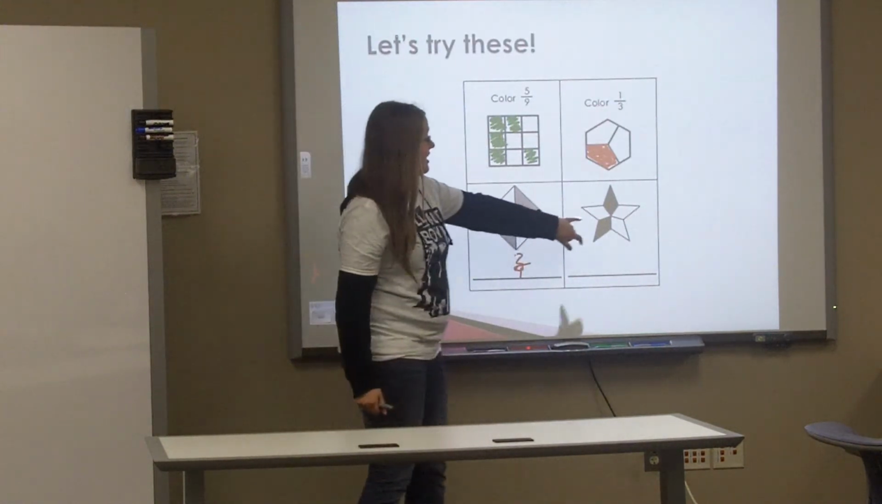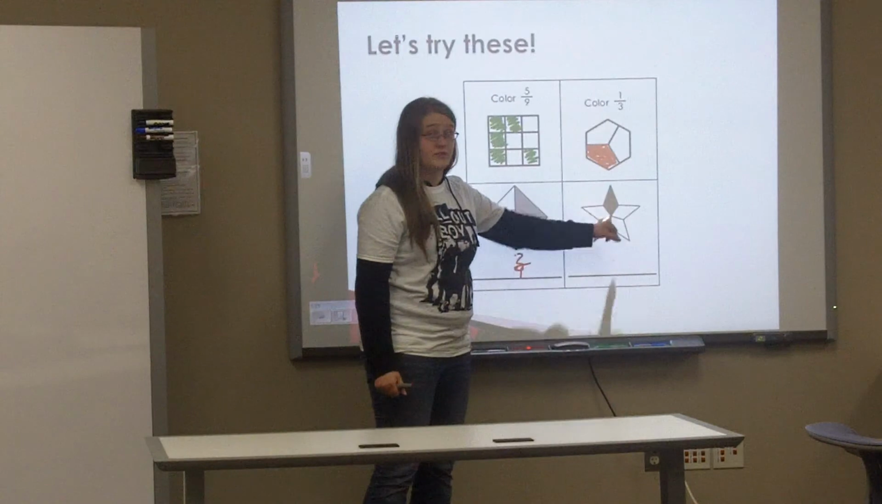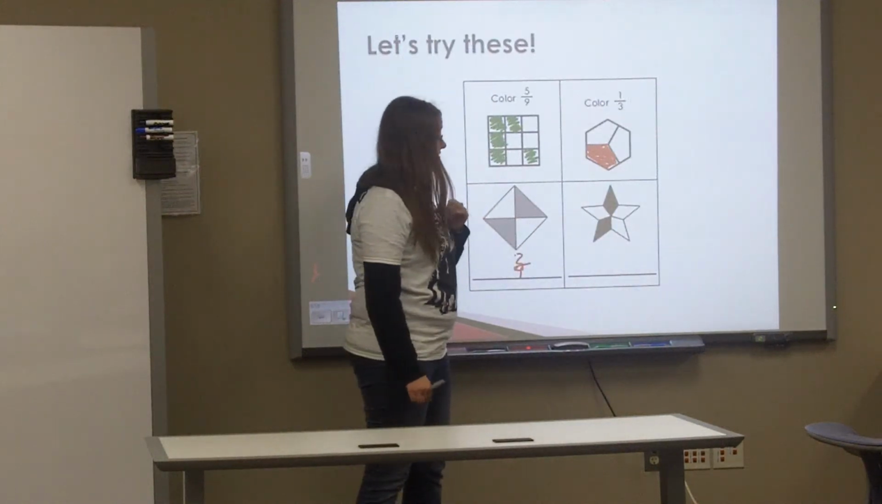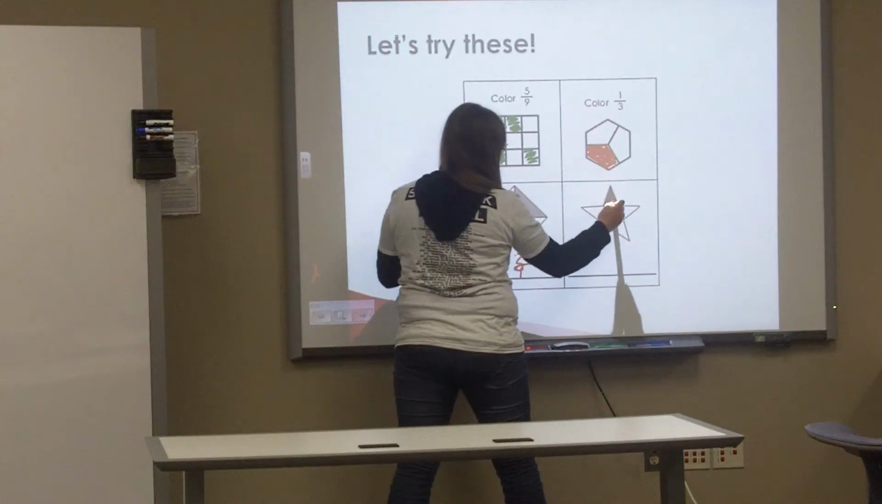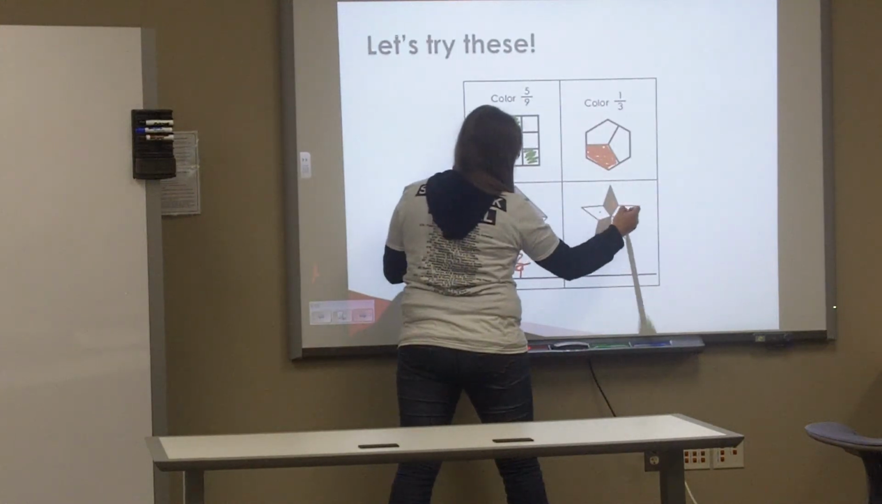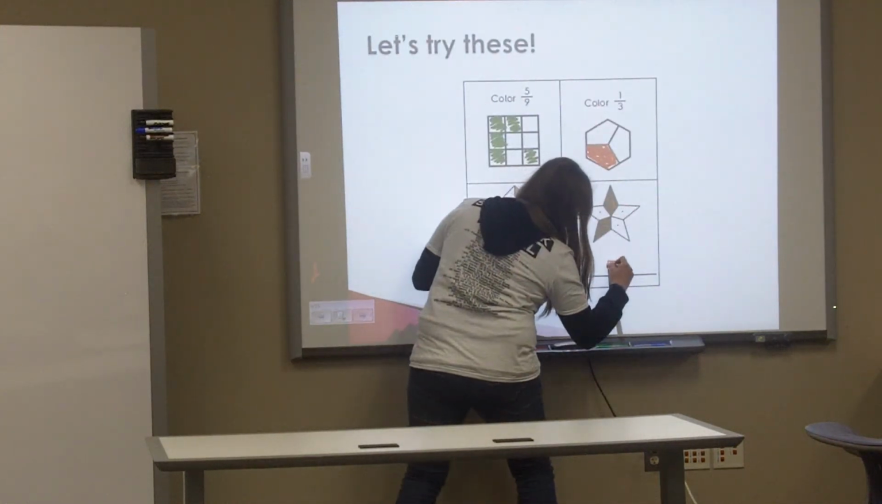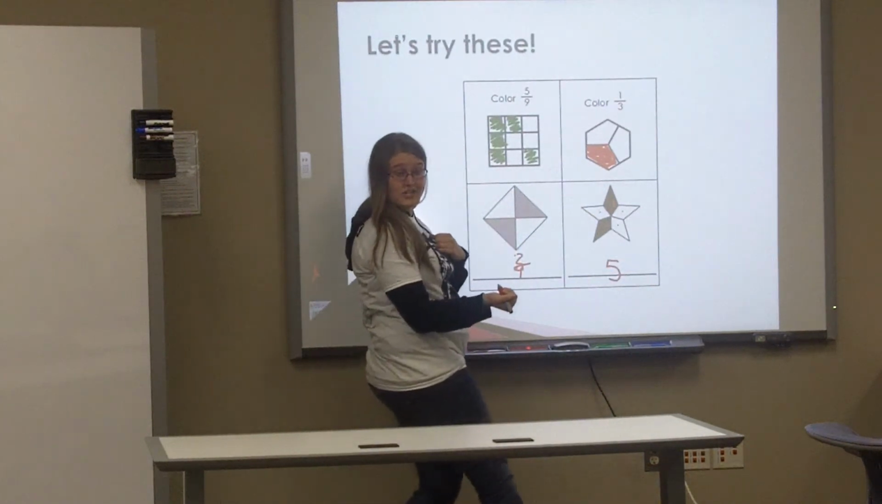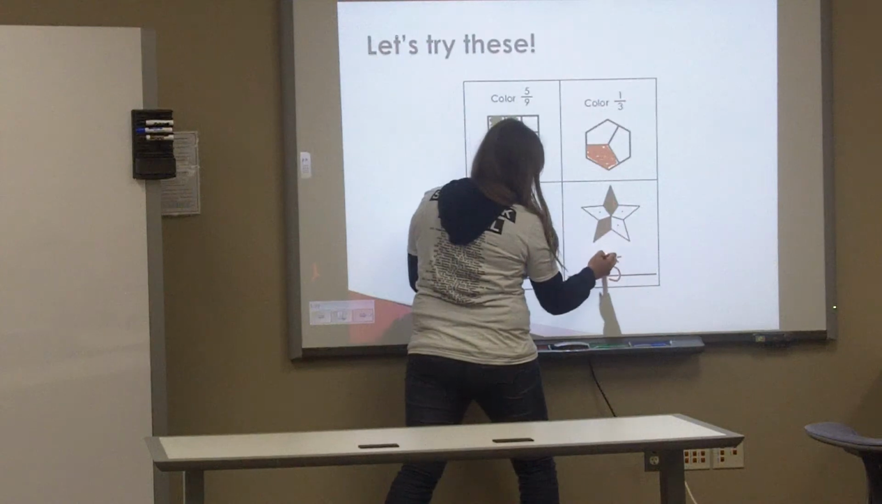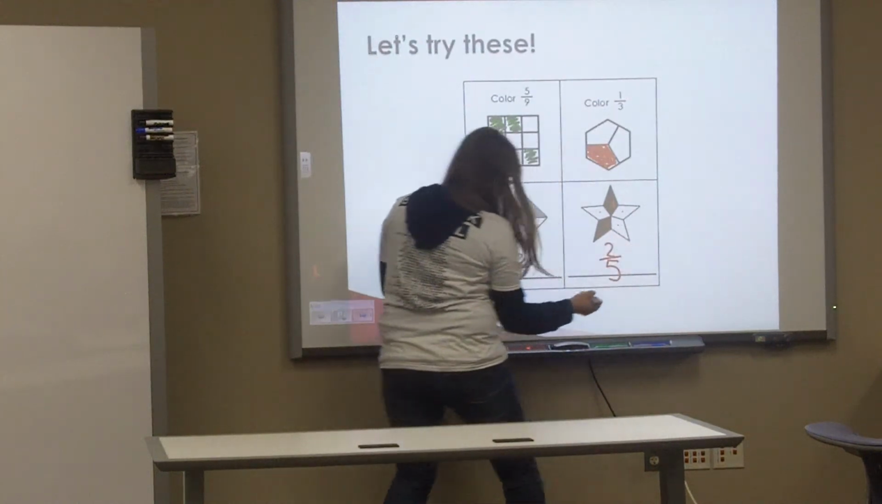What about for this star? How many parts are there all together for the star? 6. Very close. There are 5. 3, 4, 5. And then how many parts of the star are shaded? 2. Very good.